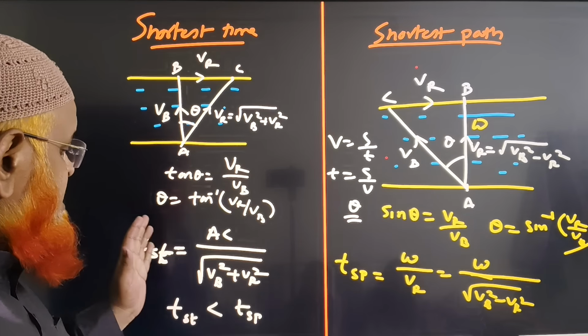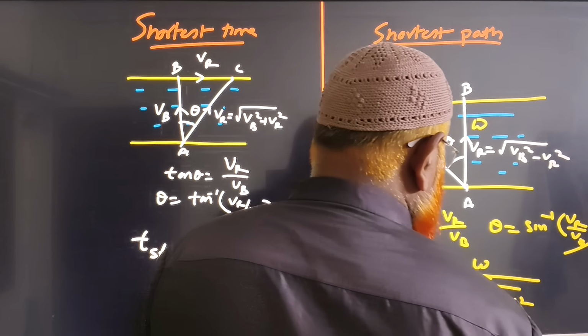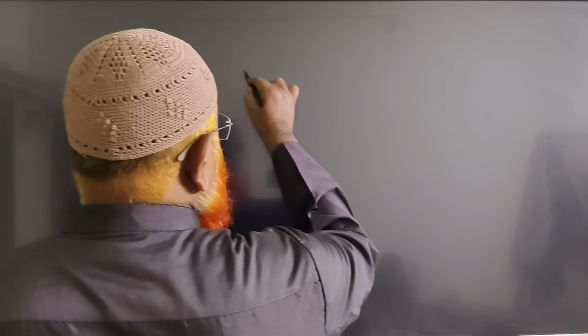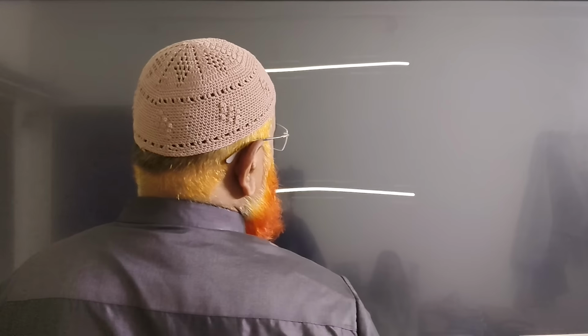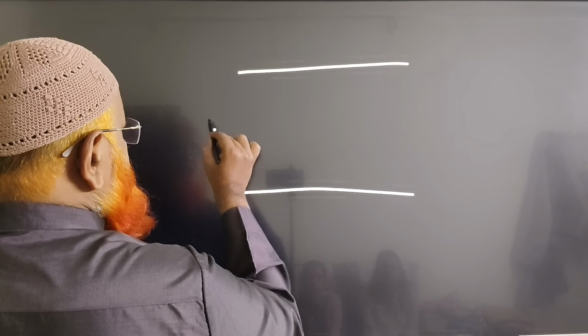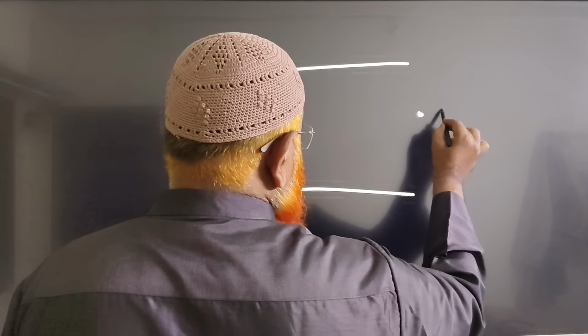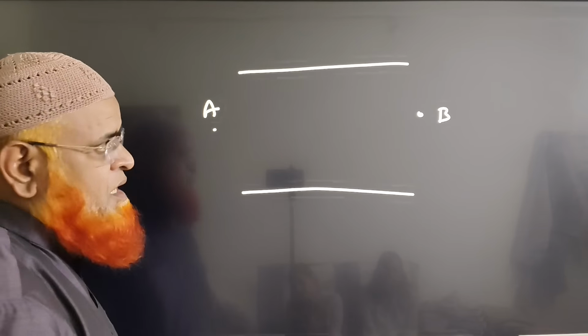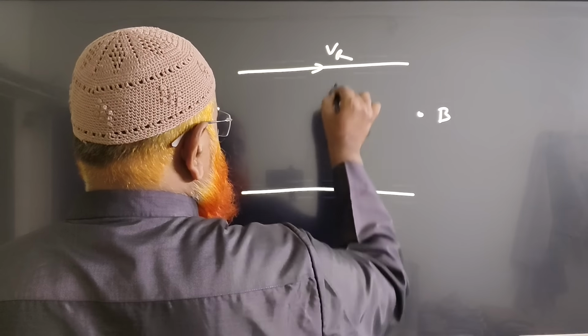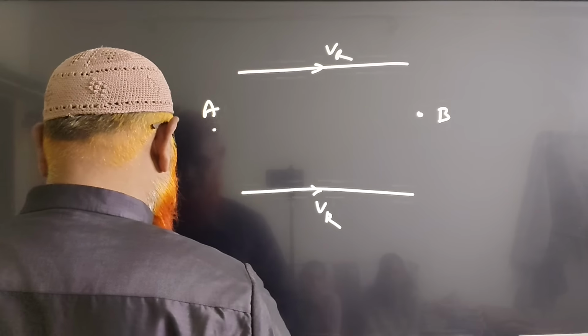Okay. Now there are many problems based on this one. Sometimes you just see here now what is going to happen. This is position A and this is position B. This is said to be the river flow.